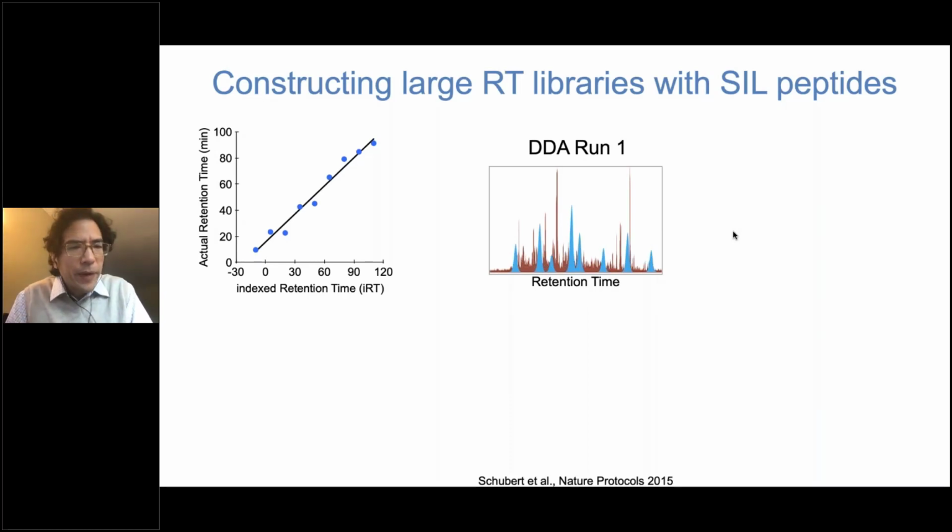And so there are many different ways of building libraries. And I think the most common way to do this is with DDA. So one strategy for doing that is by taking a DDA experiment or a sample set that you're interested in and adding into it retention time standards. These would be synthetic peptides. They could be, in this case, actual IRT peptides from Biognosys, but they could also be just any type of peptide that you have some sort of a reference for.